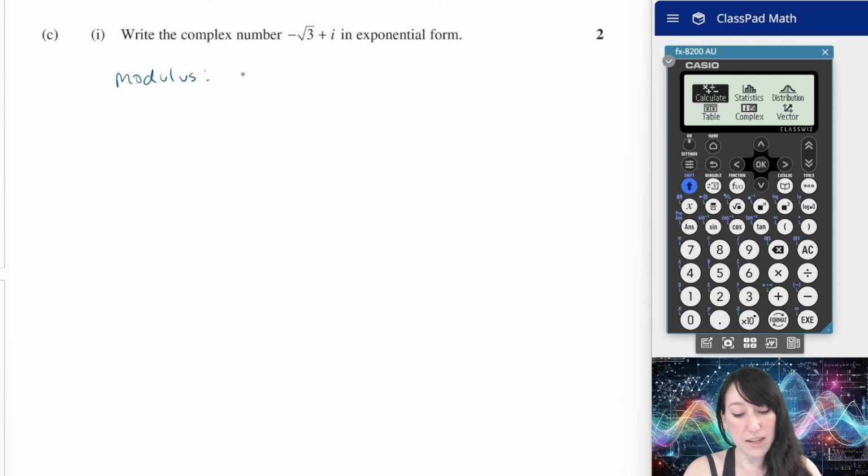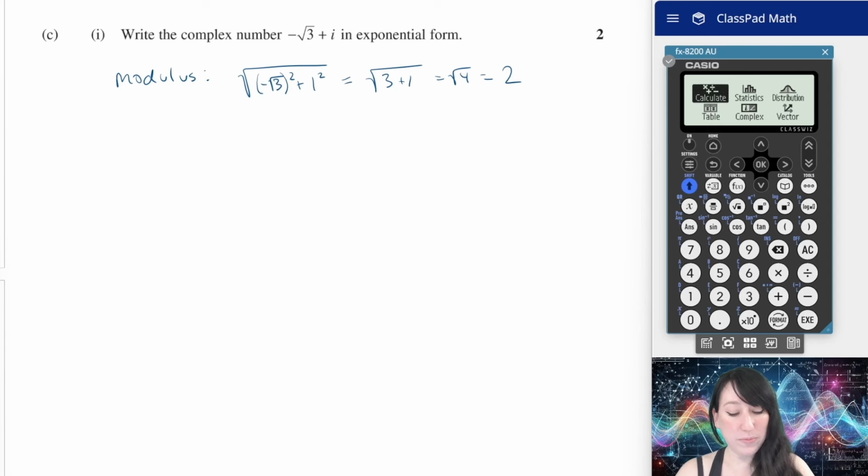So its modulus would be the square root of the real component squared plus the imaginary component squared. And we get 2. The argument can be found by considering that tan of the argument is equal to the imaginary component over the real component. Since the real component is negative and imaginary positive, we know that we are in quadrant 2.